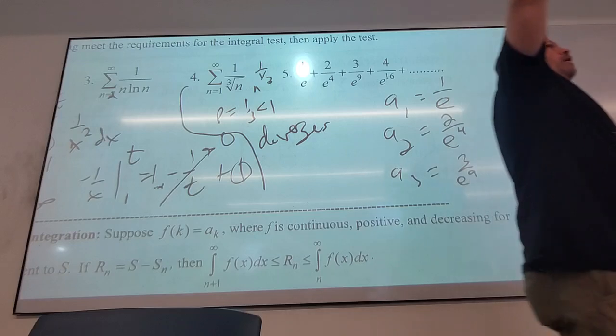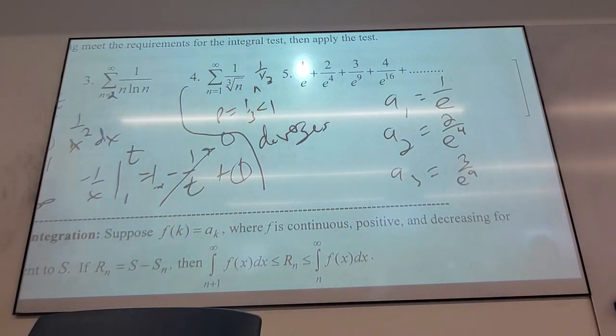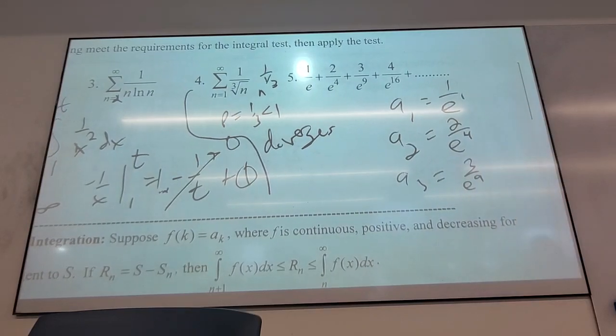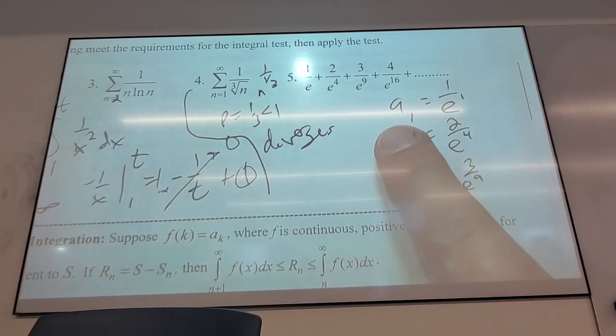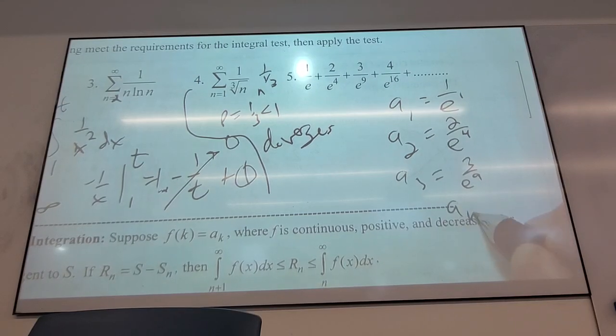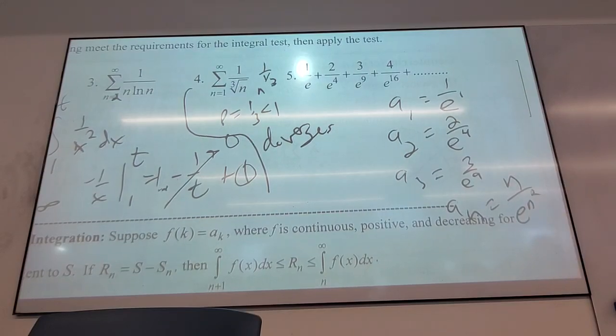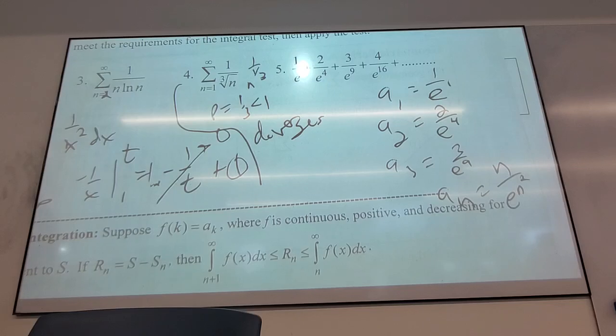What's going on with the powers of e on the bottom? Because what's the first power of e? They're being squared. Up here? 1. Yes. So when n is 1, that's 1. When n is 2, that's 2 squared. When n is 3, that's 3 squared. So what's a_n? The top is n, and the bottom is e to the n squared.